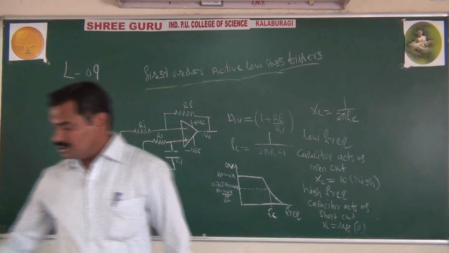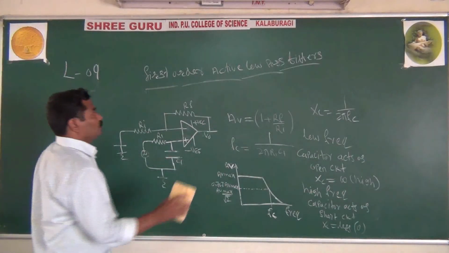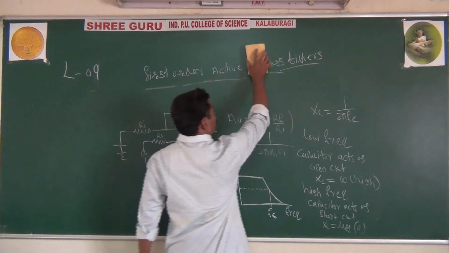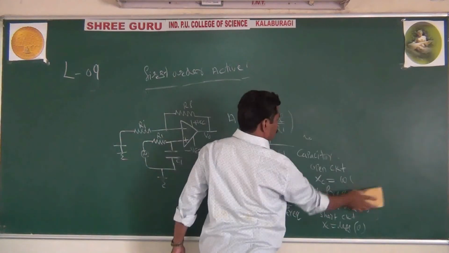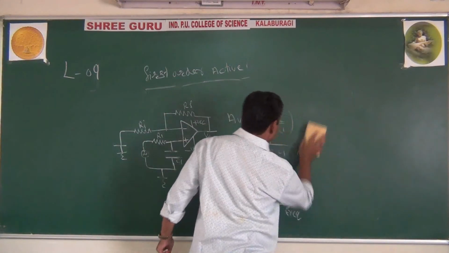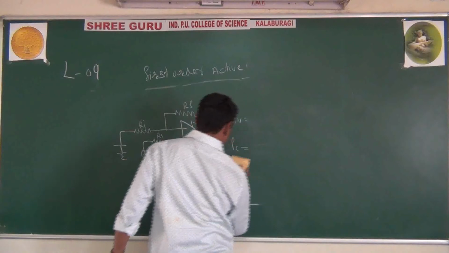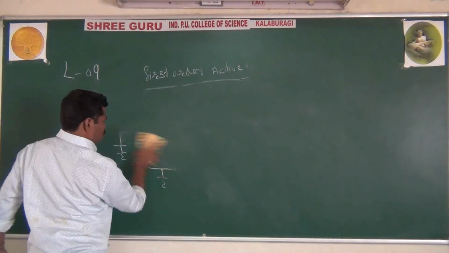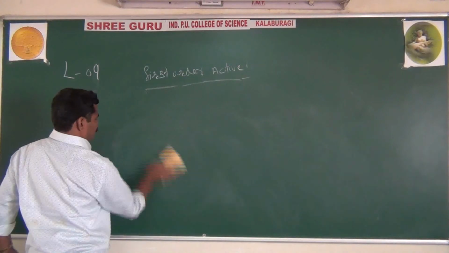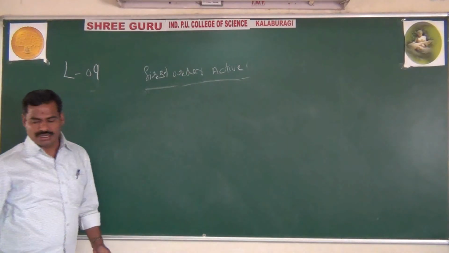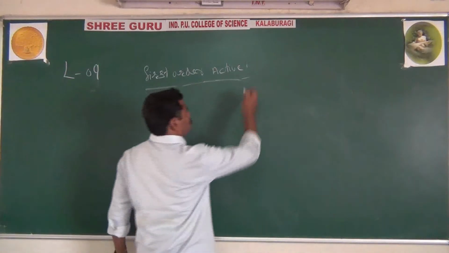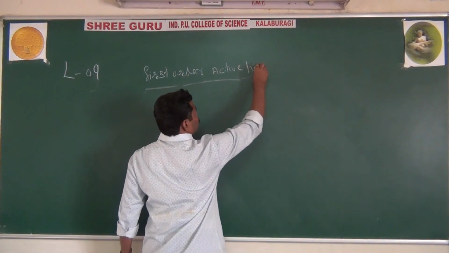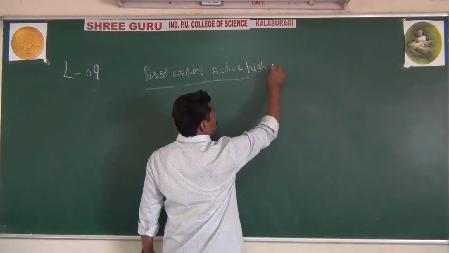Now we go for another important thing, that is the first order active high pass filter. You go for the second one, that is also important, and as I said already, there is a very small change in the circuit diagram. The remaining is as usual the same. Here you consider the high pass filter.